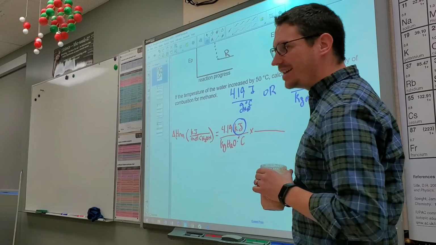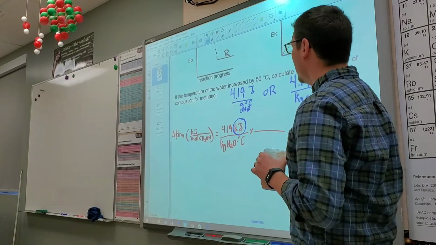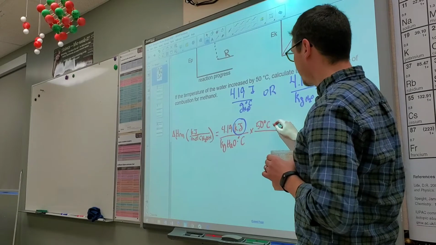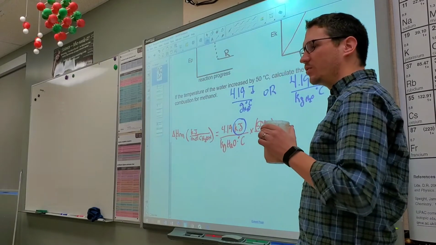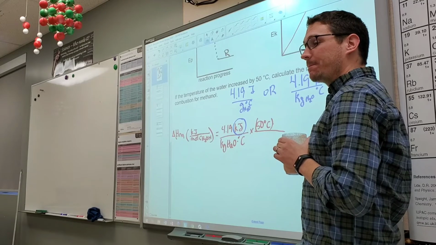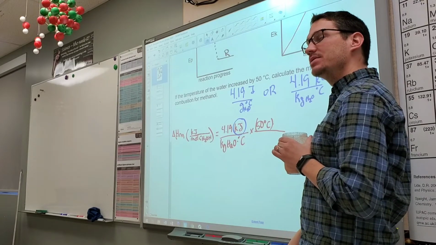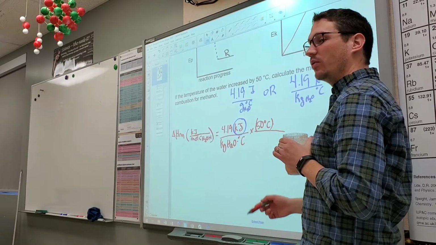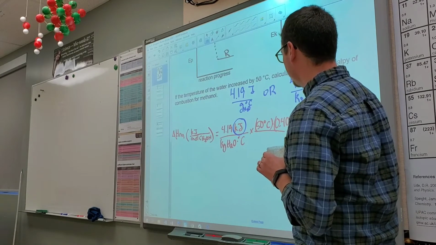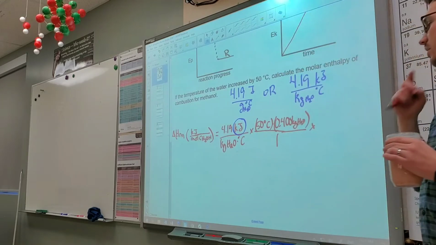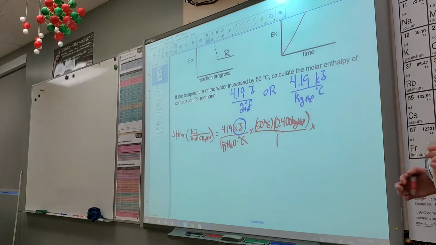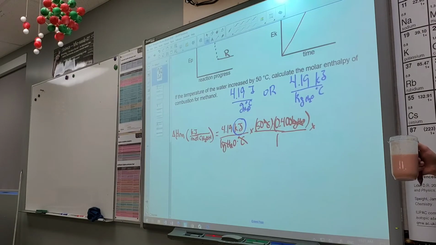Let's cancel out degrees and mass at the same time. So 50 degrees Celsius, that was our change. And what else? Do you know how much water was here? It says 400 milliliters earlier. 400 milliliters is 400 grams, so 0.4 kilograms of water. So our degrees and our kilograms of water cancel out. So we've got our kilojoules. That's great. We know how much energy was released.